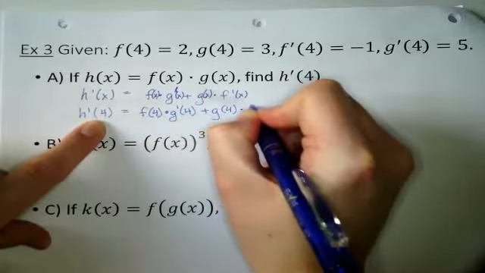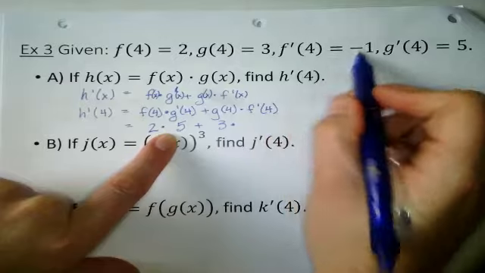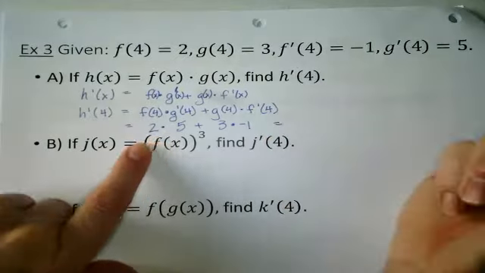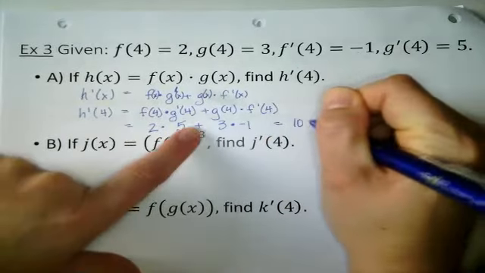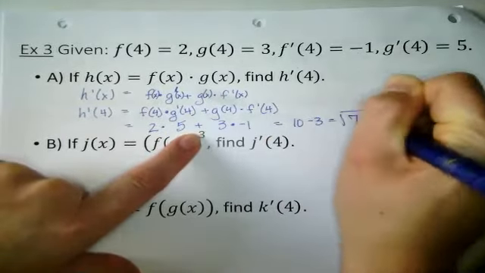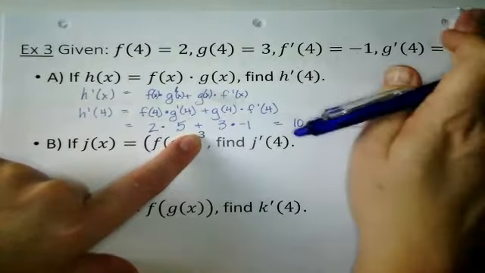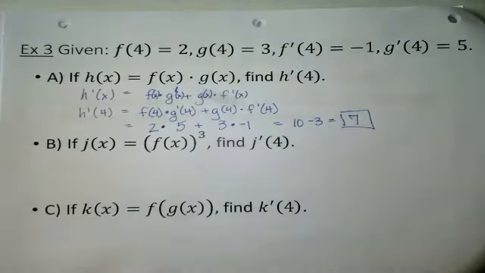And they told us all of these values. F of 4 is 2. G prime of 4 is 5. G of 4 is 3. And f prime of 4 is -1. And so that's going to be 10 minus 3, which is 7. All right. So really easy to do if you know all of your rules.